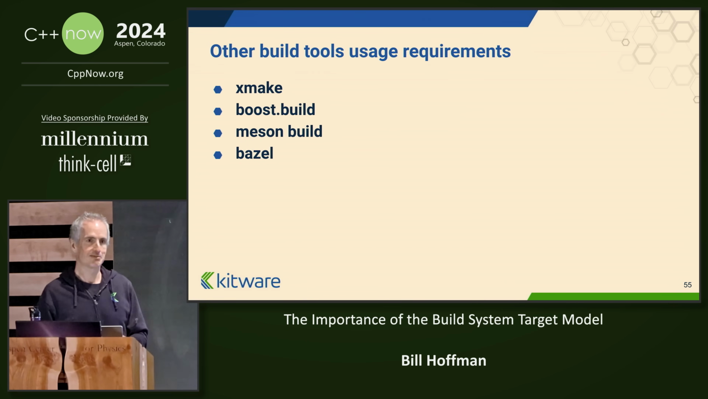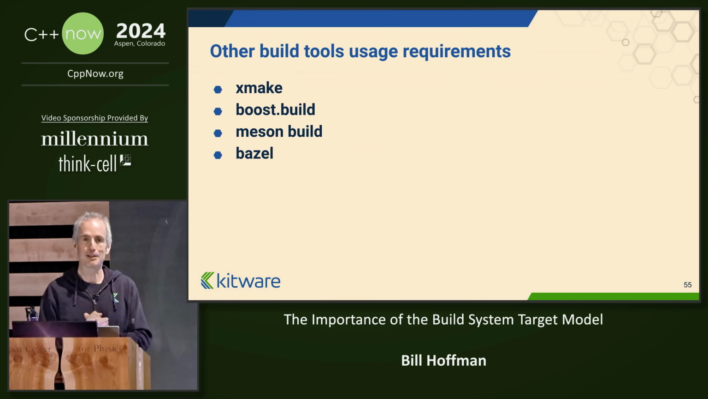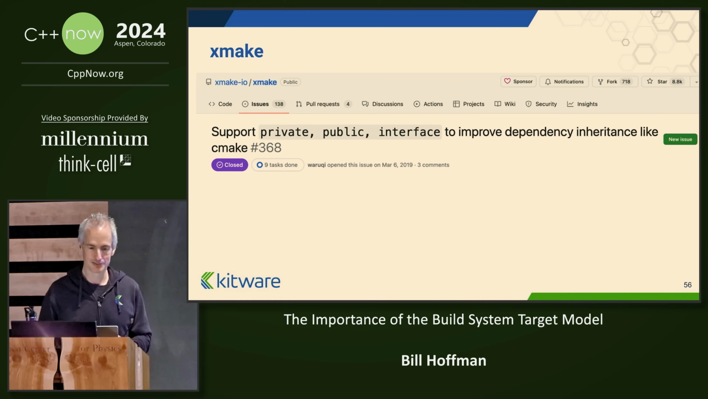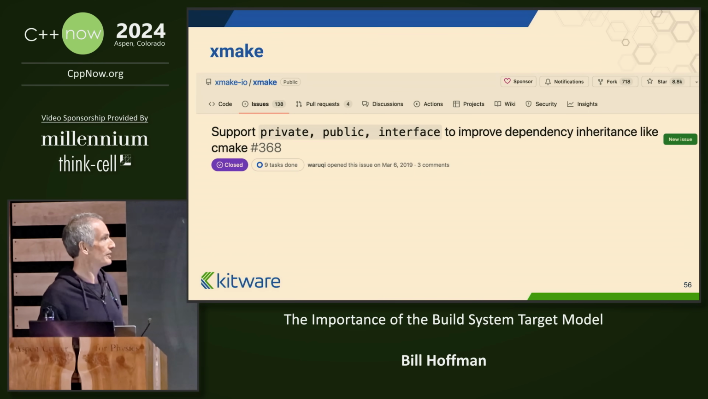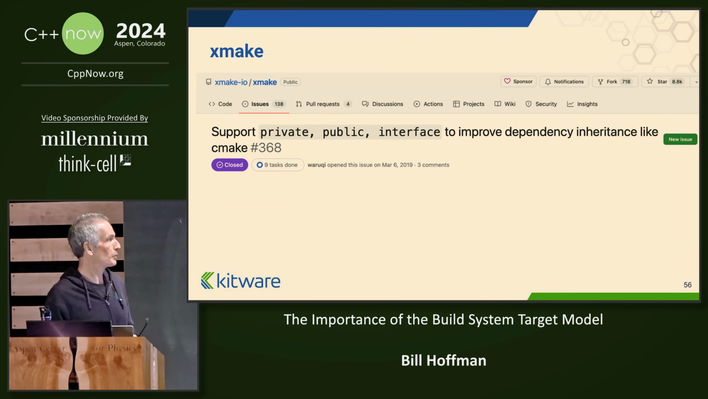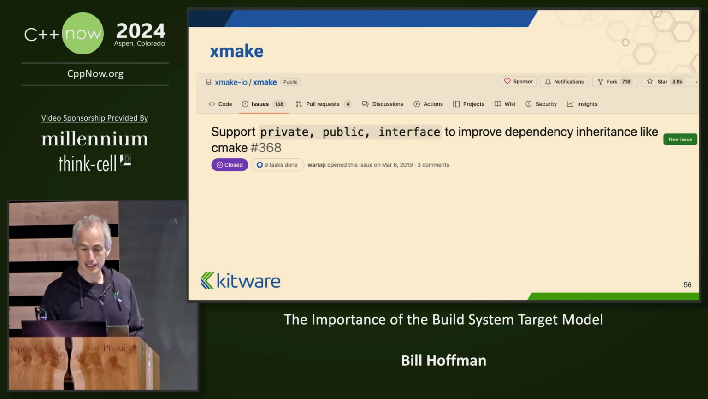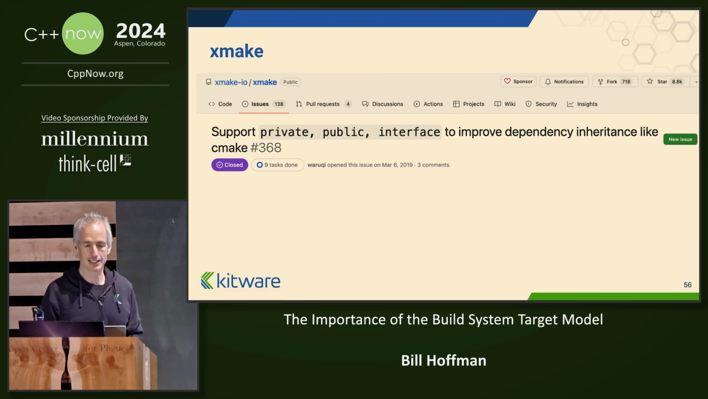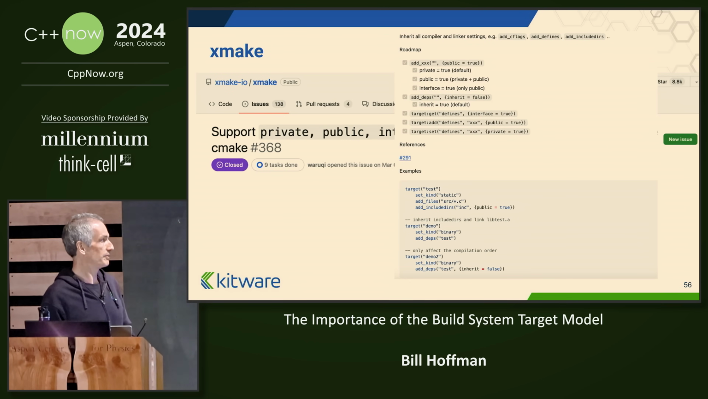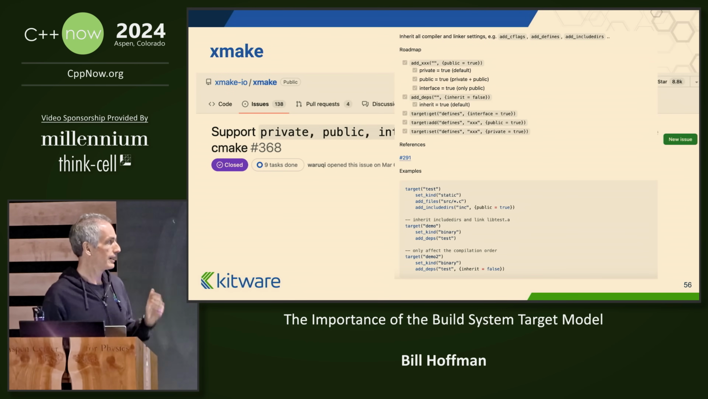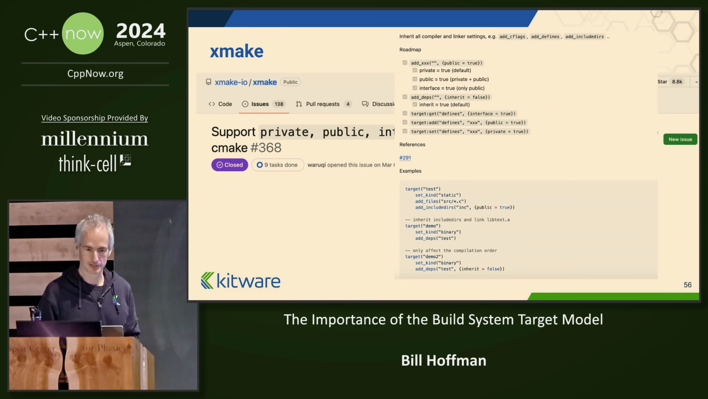All right, so CMake, I think, does a good job at this and it's growing more, but let's take a look at some other build tools and their usage requirements. So there's a Git issue they had. They wanted to support private, public, and interface to improve dependency inheritance just like CMake. So they ended up with something very similar to what CMake has, and they're basically using the same target model that CMake has.